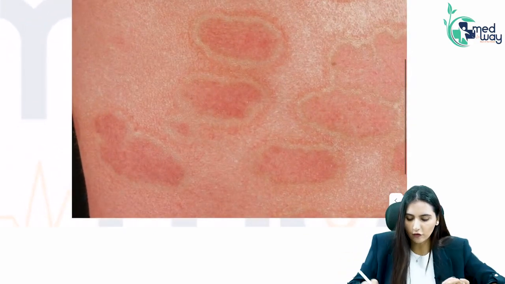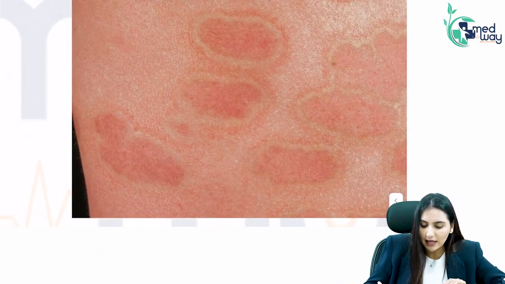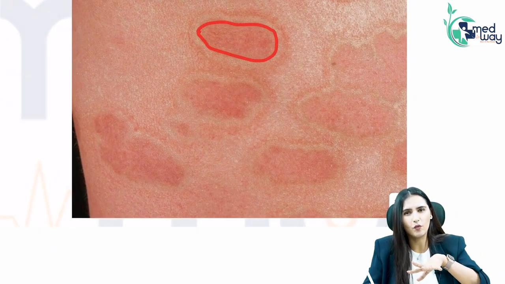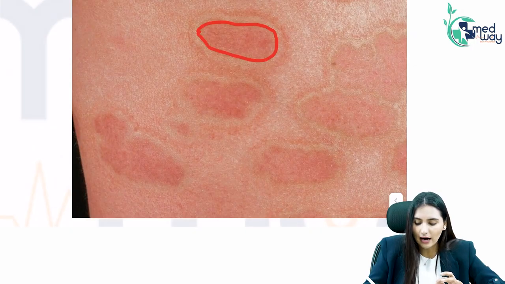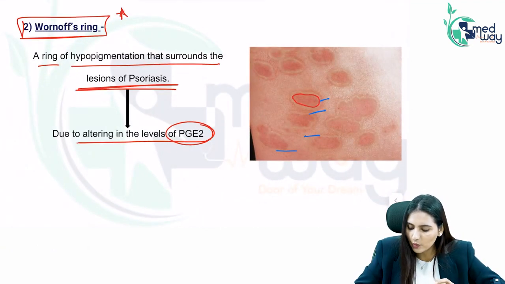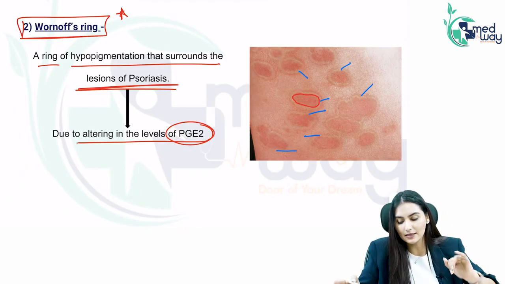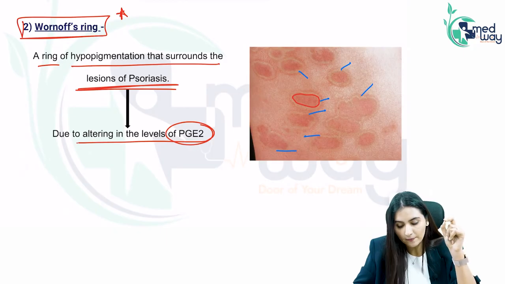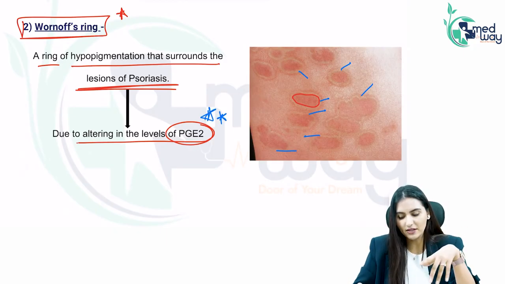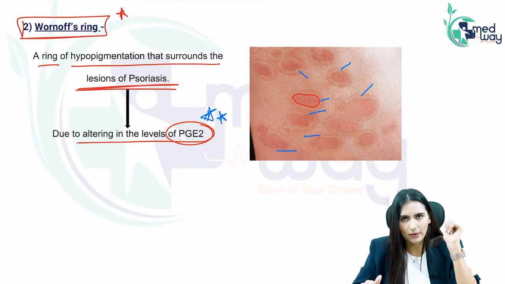So suppose this is the lesion of psoriasis. It has become pretty healed. That is why you don't have that silvery scaling over here or anything. But surrounding that, you see a rim of hypopigmentation. Look at this. If you look from far away, you will see these rims of hypopigmentation in the healing lesion of psoriasis. These are called Woronoff's ring, and it is because of an alteration in PGE2 levels, because of which you have this hypopigmentation.